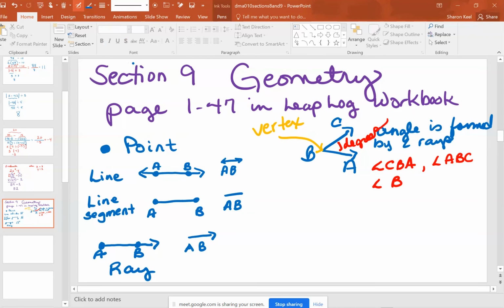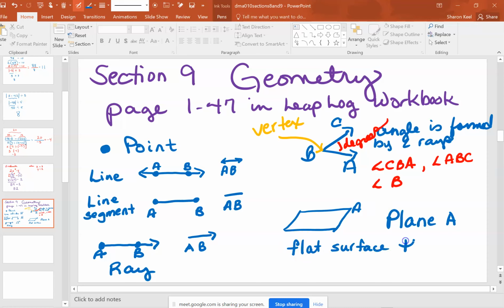The last item on this page that I need to mention, and my drawings are not always perfect, but this is a plane. We're calling this plane A. It's a flat surface with no thickness that extends in all directions. It is a flat surface that extends in all directions. That would be your plane.